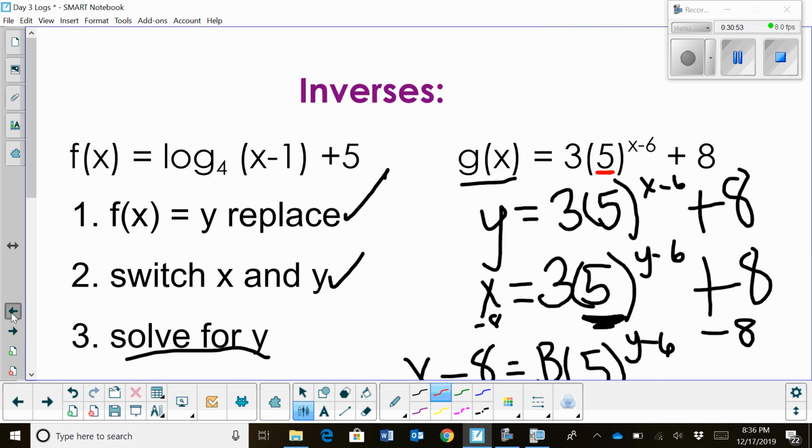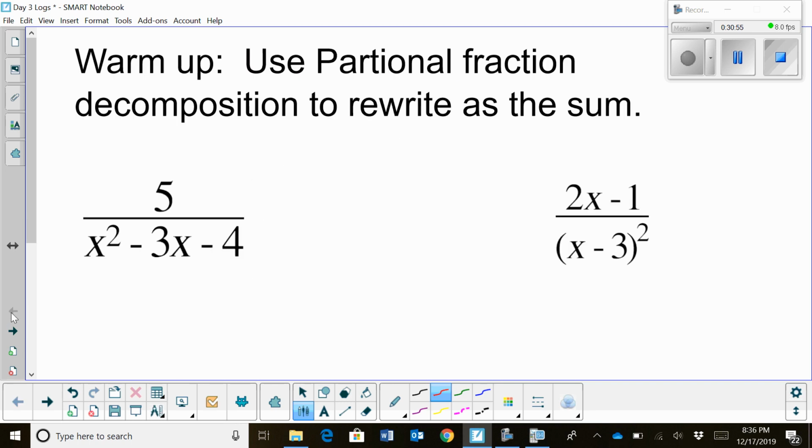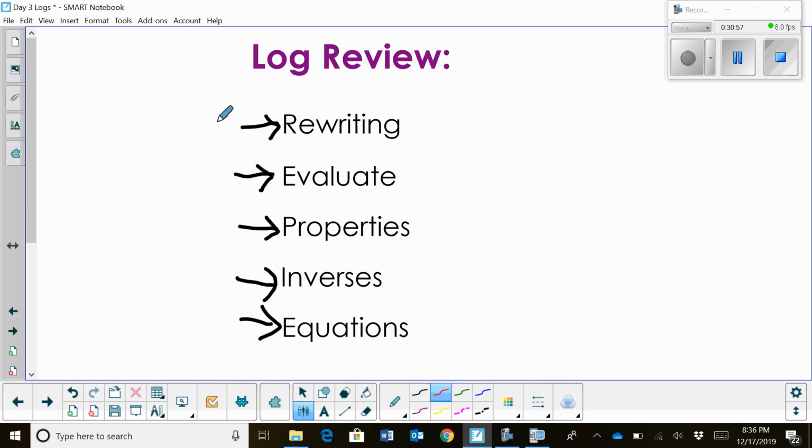So let's take a quick look back at every topic we covered. We started with first rewriting from exponential to log and log to exponential. Then we evaluated. Then we condensed and expanded with properties. Then we found inverses by switching x and y. And then we solved a couple simple equations. If you can perform all these operations with logs, you have a decent foundation on how to handle logarithms. I hope this video has been helpful.